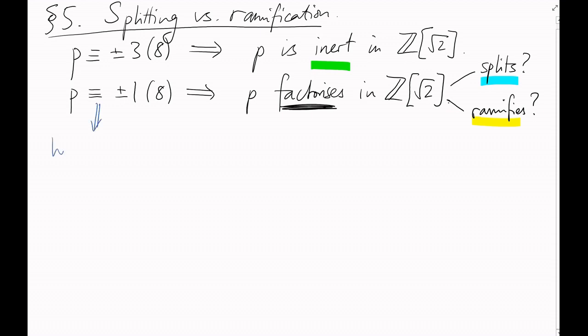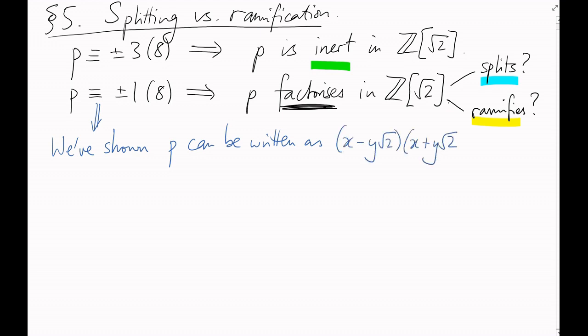Well, if p is 1 or minus 1 mod 8, then p can be written as the product of two conjugate elements of norm p. Say x minus y root 2 and x plus y root 2. And remember from before that both x and y must be co-prime to p. So let's calculate their greatest common divisor.